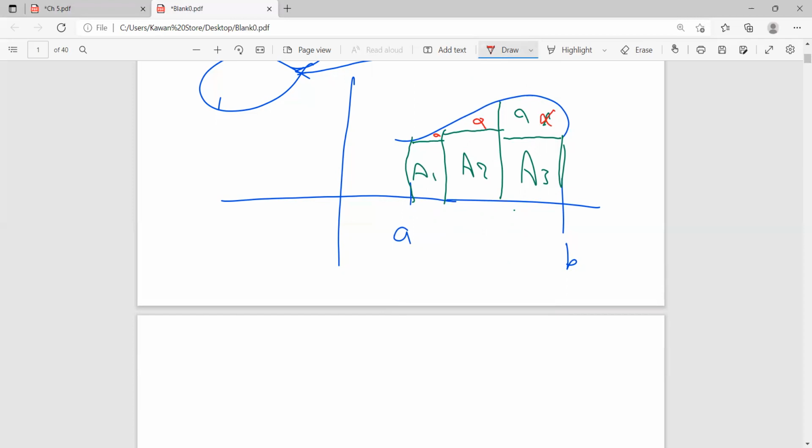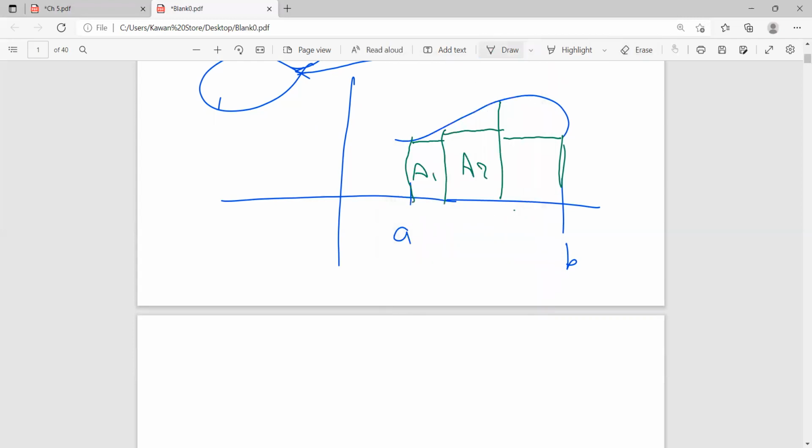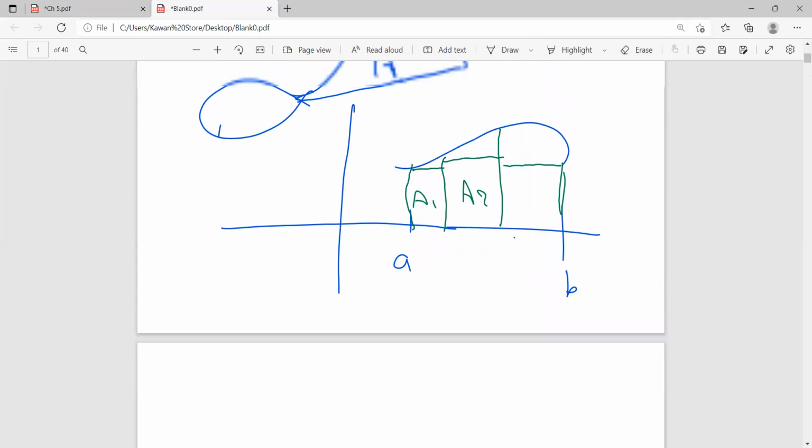So to decrease this error, to control this error, they try to do what? They try to do more partitions like that. Here, I'm going to erase all these subjects. I'm going to find the area. Okay, to make more partitions.